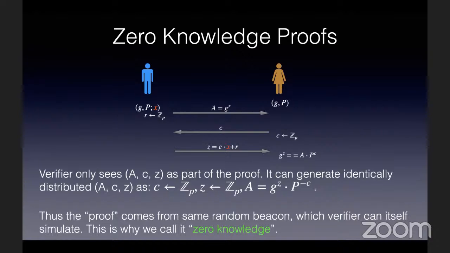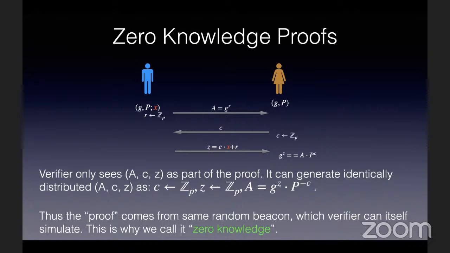So it chooses C randomly, Z randomly, and sets A to be equal to G to the power Z times P to the power C. In this way, it gets A, C, and Z distributed exactly as they were when they were coming from the prover. So if this interaction was in any way good to the verifier, if it allowed him to do something, well, he doesn't need the prover for it.